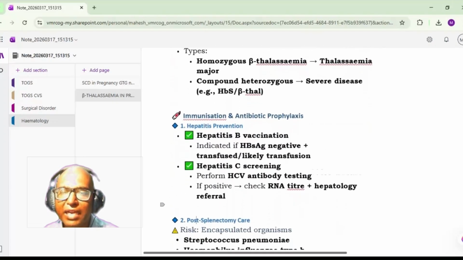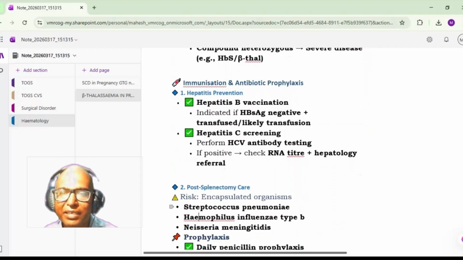Then coming to immunization and hospital antibiotic prophylaxis. As far as immunization is concerned, hepatitis B vaccination is required if the patient is HBsAg negative and is getting or likely to receive transfusion; then hepatitis B vaccination is mandatory. Then hepatitis C screening is to be done: perform HCV antibody testing, and if it is positive, check the RNA titer, and hepatology referral will be required.